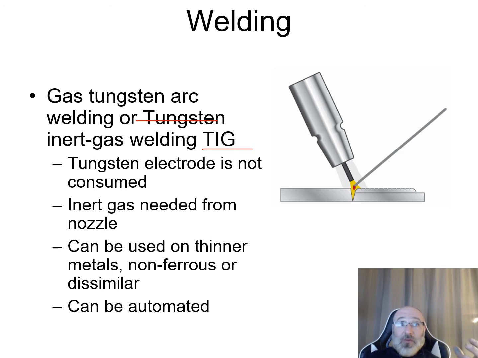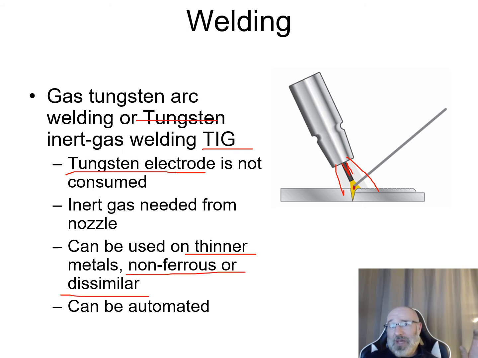So within this type of welding, what we have is a tungsten electrode that's not a consumable. So there's our electrode right there. We're using inert gas from our nozzle right there. So you can still see our inert gas coming out of our nozzle. Now the benefit to TIG welding is this can be used on thinner metals and non-ferrous or dissimilar metals.